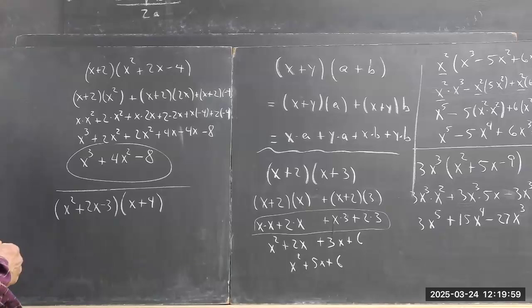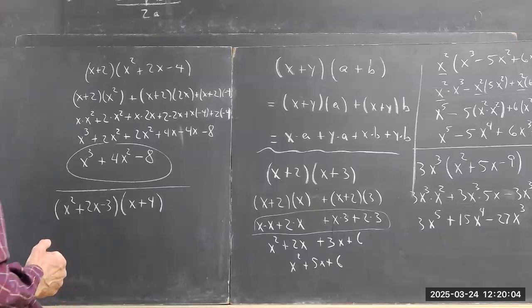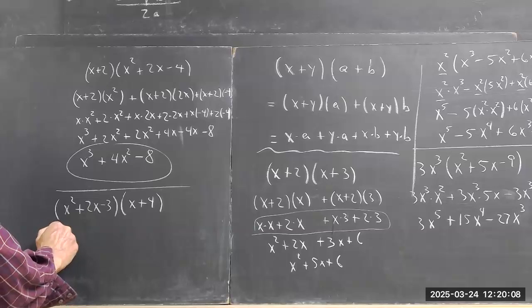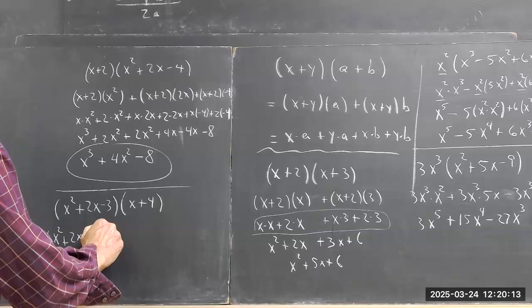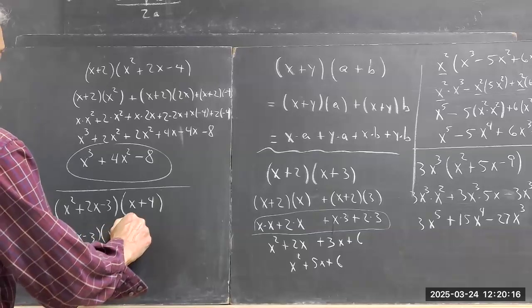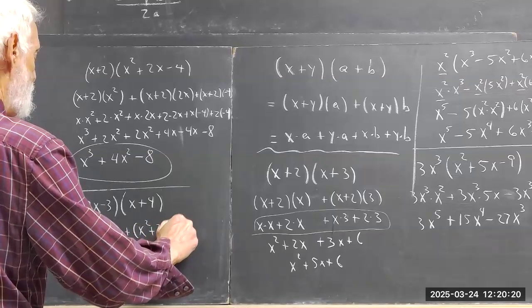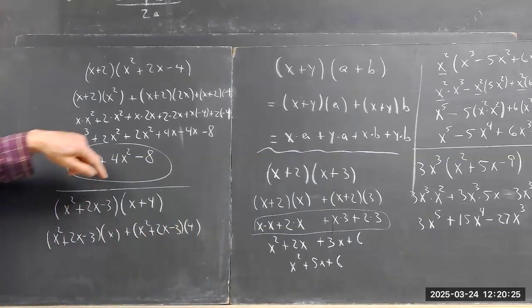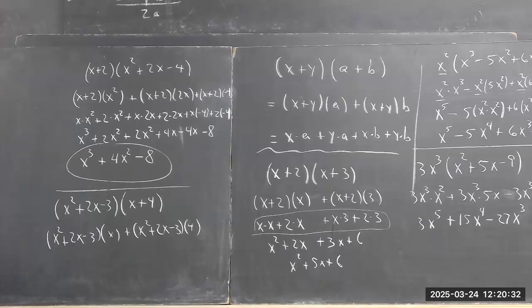But if you flip it, it looks more like this, and that's fine. Okay? I'm going to do it this way. It's x squared plus 2x minus 3 multiplied by x plus 4. This thing multiplies this, and it multiplies this. Okay?